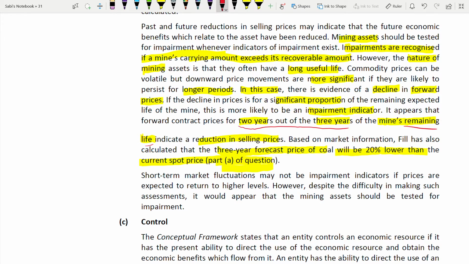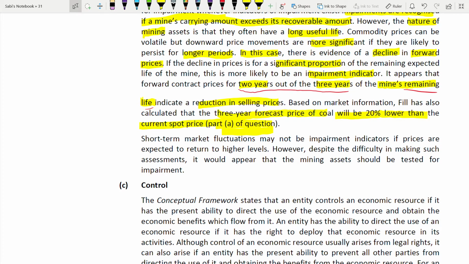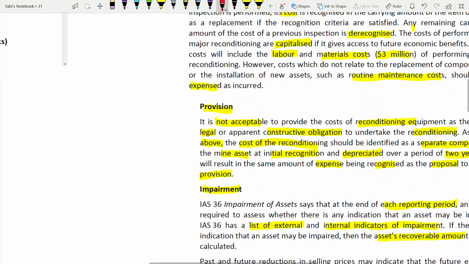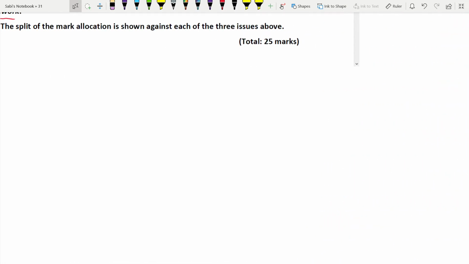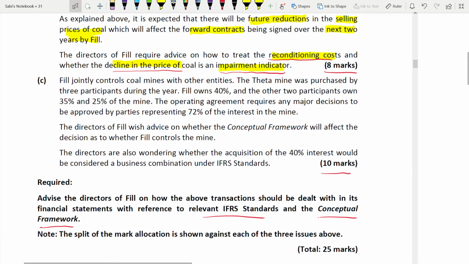Okay, next, now we are finally at the last paragraph. It's like a conclusion we are giving. So short term market fluctuations may not be impairment indicators if prices are expected to return to higher levels. If the price goes down and then comes up again, it's not a sign of impairment. However, despite the difficulty in making such assessments, it would appear that the mining assets should be tested for impairment. How do you conclude it? By saying that in this condition it's difficult to make an assessment, because they didn't say whether the price will later rise or not. They just told us it's going to decline. So based on that, it appears that the mining assets should be tested for impairment. So you finish it like that. You don't have to calculate impairment, as figures are not given to you. You just have to write that it should be tested for impairment.